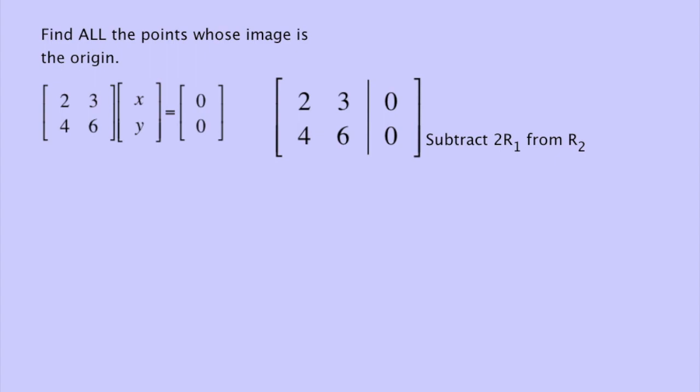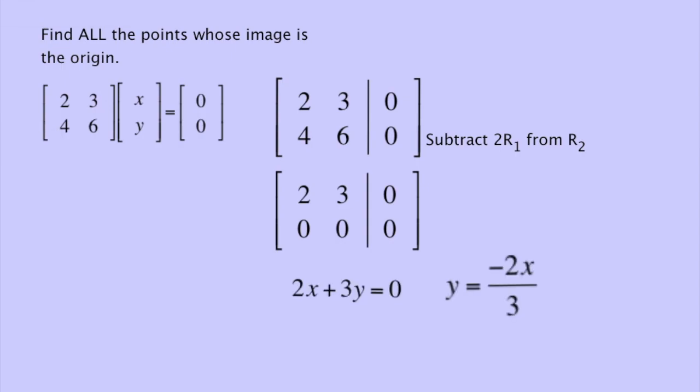We can subtract 2 row 1s from row 2, and we get this matrix: 2, 3, 0, 0, 0, 0. Again, we could continue and multiply the top row by a half. We can already turn this back into the equation 2x plus 3y equals 0, or y equals negative 2/3 x. So that means any point along the line y equals negative 2/3 x will map to the origin.